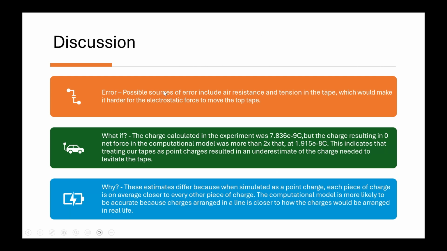Possible sources of error: air resistance and tension in the tape would have made it harder for the electrostatic force to move the top tape, and any values inputted into the programs were rounded to 3 decimal points.